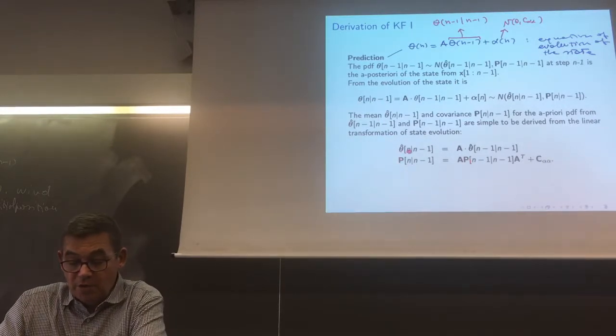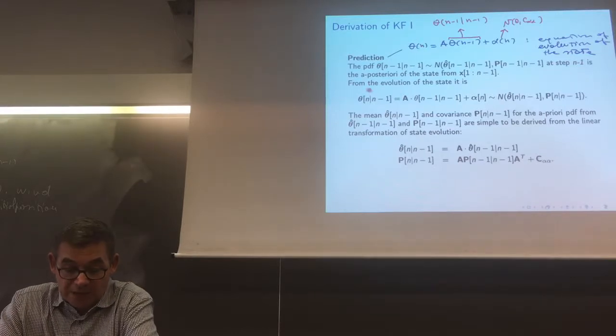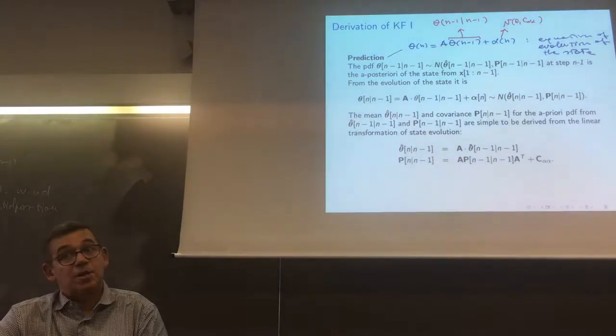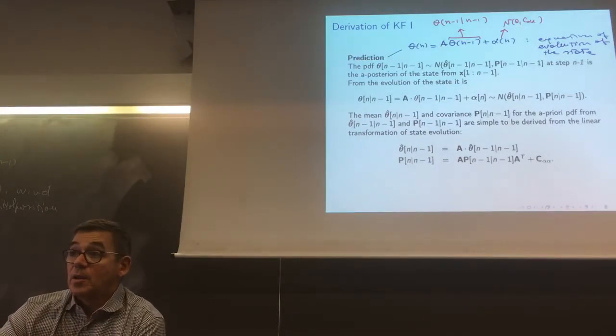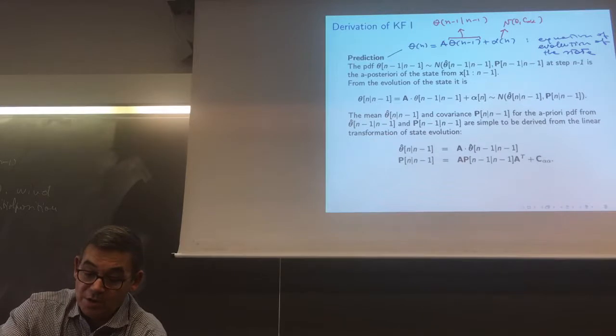Now, once I apply these two relationships, I know all the properties of this theta n, which is now the theta obtained by the prediction model. So after every prediction, we have the predicted covariance, which is always larger than the covariance at the previous step.